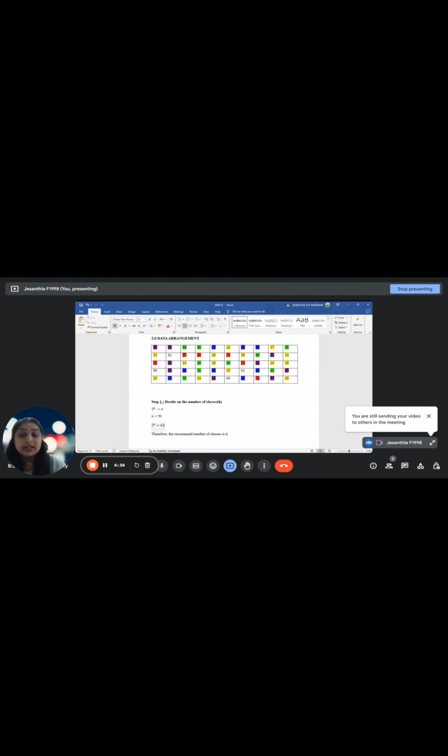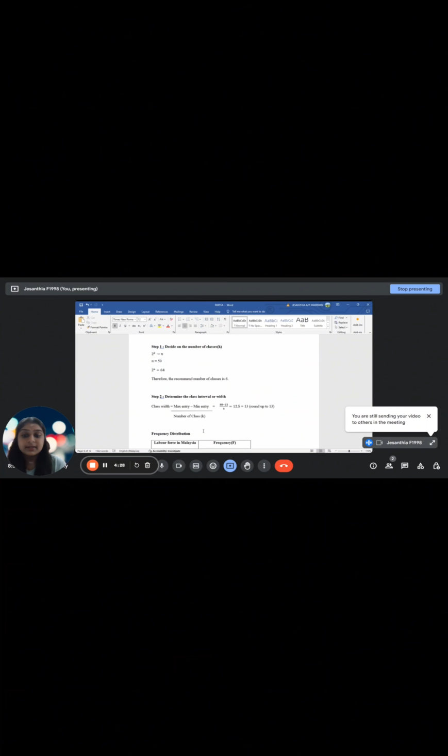For Part A, question number 2, data arrangement, we select 6 for the classes. Therefore, 64 is greater than 50, so the recommended number of classes is 6. To determine the class interval, we follow the formula, which is 83 minus 13 divided by 6. So we get 12.5. After that we round up and we get 13.